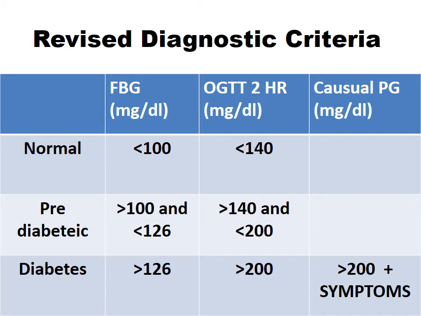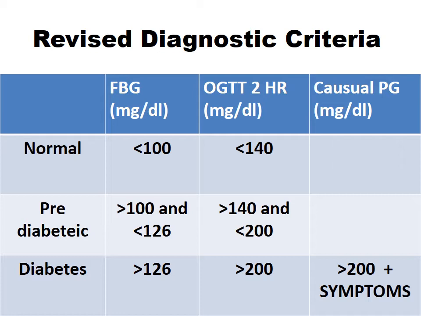Revised diagnostic criteria. The most common tests used to detect or to diagnose diabetes are fasting blood glucose level, oral glucose tolerance test, and casual postprandial glucose level. Normally, in a normal subject, the fasting blood glucose level should be less than 100, and the oral glucose tolerance test should be less than 140 milligram per deciliter.